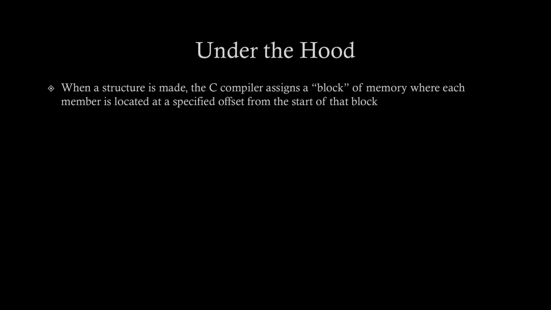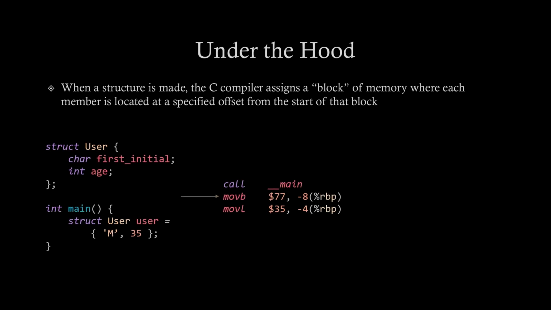Now, when structures are made, the C compiler essentially assigns a block of memory where each variable or member is located at a specific offset from the start of the block. So, take our friend Mark here, and we'll just take his first initial for simplicity's sake. If we look at the assembly code here, we see that his first initial is located at an offset of -8 from the base pointer, and his age, which is 35, is located at an offset of -4.